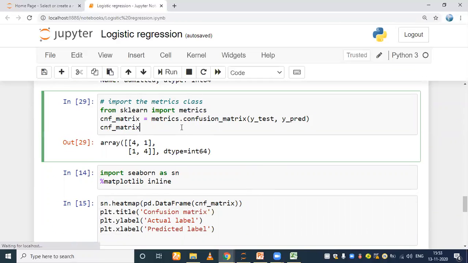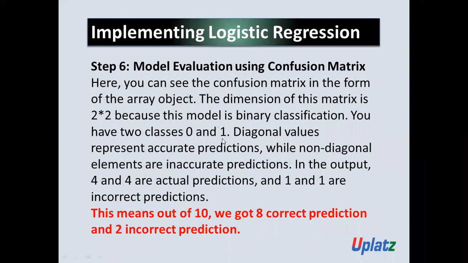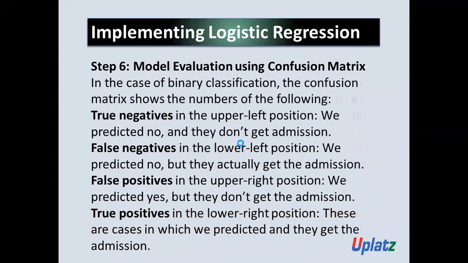Got it? So by looking at this confusion matrix, you can say that out of 10, 4 plus 4, 8 values are predicted correct, whereas 2 values are incorrect. So you can clearly say that the accuracy of the model is 80%. Got it? So I hope you understand how this confusion matrix displays the outcome: true negative, false positive, and true positive.